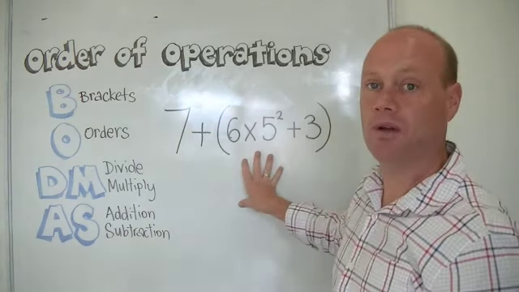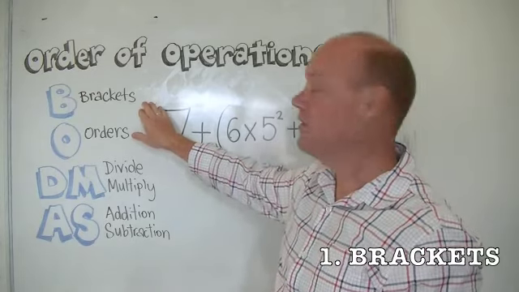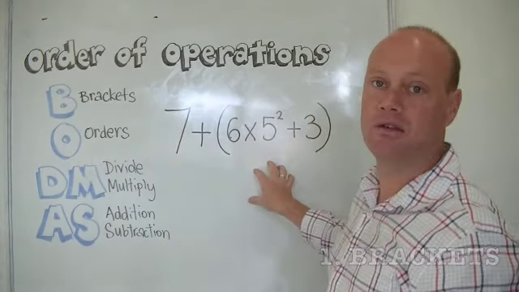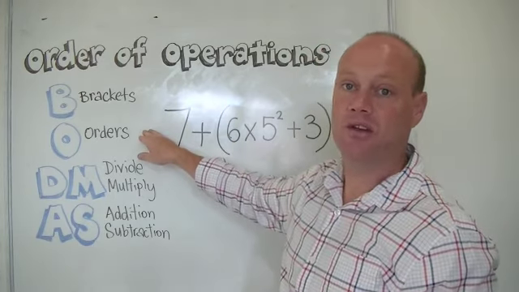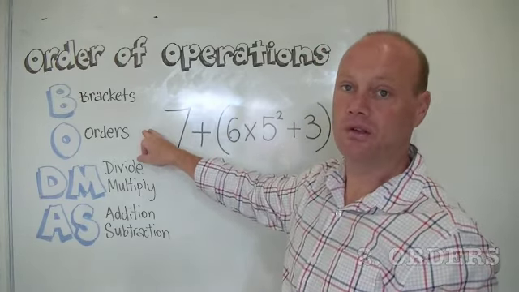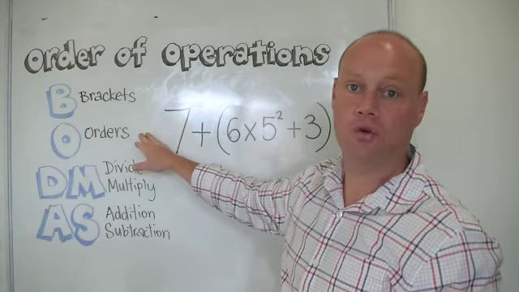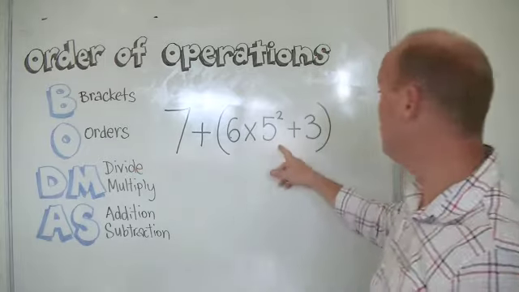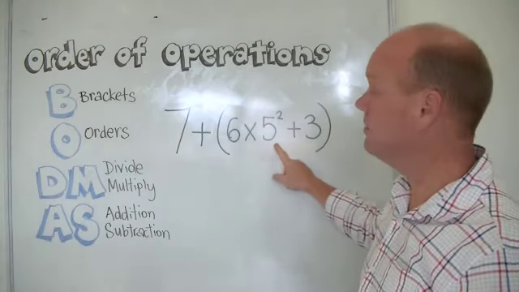When we solve a problem like this, we always start with the brackets first. Anything in the brackets is the first step. Our next step is then to solve anything that has orders. We can think of these as anything that is a square number or a square root of a number. For example, here we have 5 squared. That would need to be solved next.